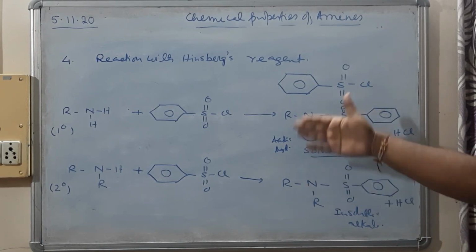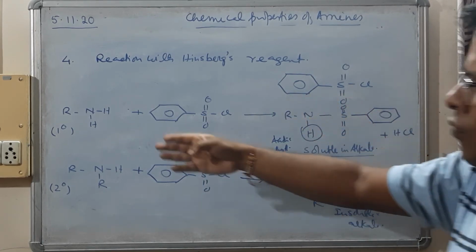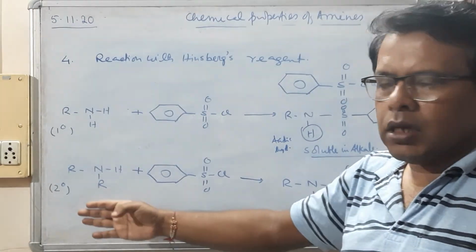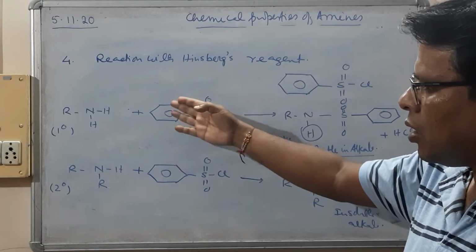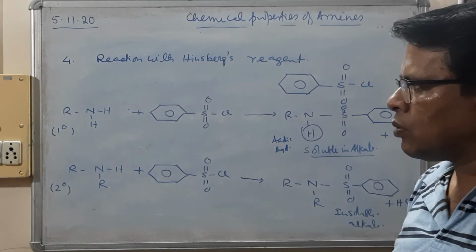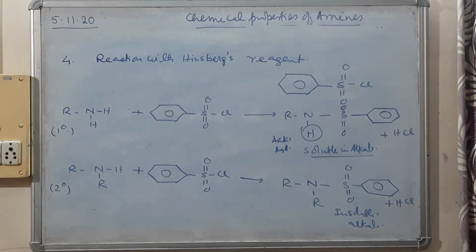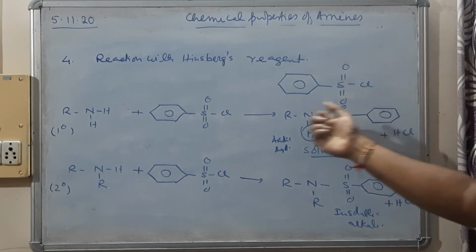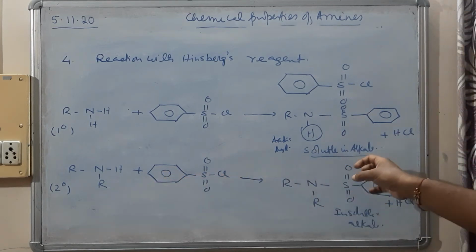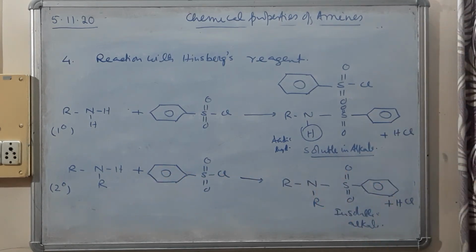So you see, there is a difference in the behavior of 1 degree and 2 degree amine, and that's why we can make use of this reaction to distinguish between 1 degree, 2 degree and 3 degree amine. This is called Hinsberg's test. In case of 1 degree amine, the white precipitate that is formed is soluble in alkali. In case of 2 degree amine, the white precipitate that is formed is insoluble in alkali.